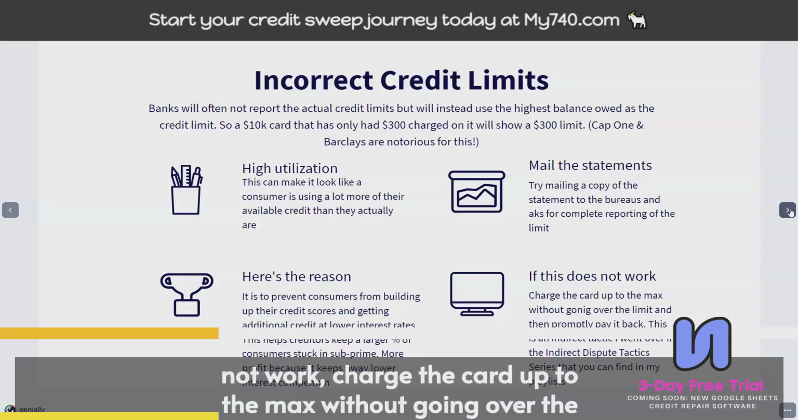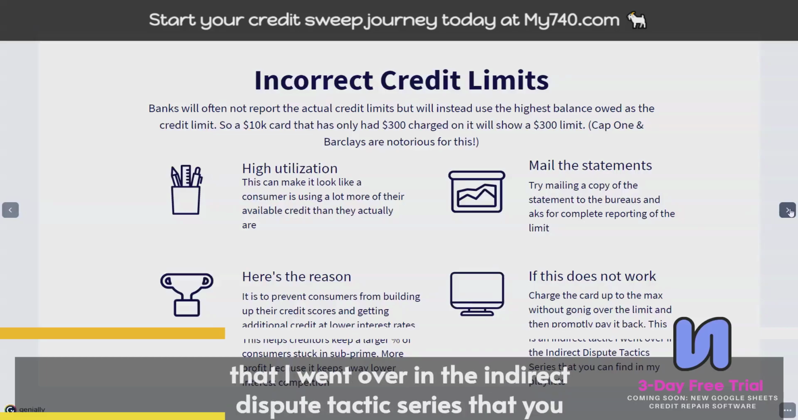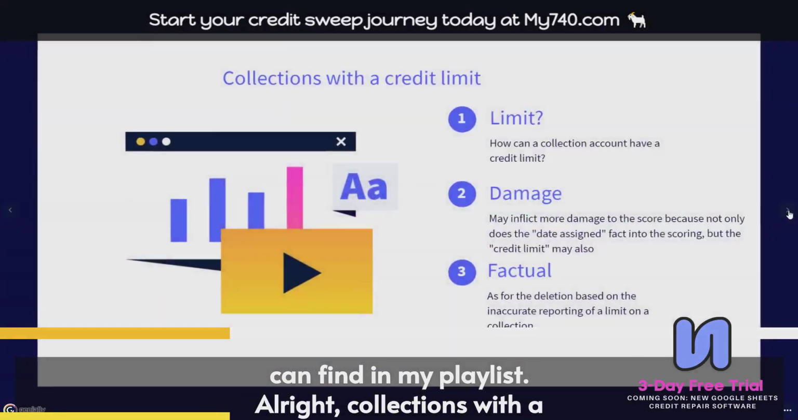So if this does not work, charge the card up to the max without going over the limit and then promptly pay it back. This is an indirect tactic that I went over in the indirect dispute tactics series that you can find in my playlist, all right?